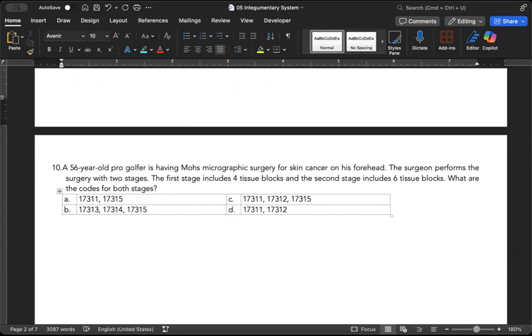Number 10, we have a 56-year-old pro golfer that's having Mohs micrographic surgery for skin cancer on his forehead. The surgeon performs the surgery with two stages. The first stage includes 4 tissue blocks, and then the second stage includes 6 tissue blocks. So, what are the codes for both stages? So, we have 3 with 17311, and then we've got 2 with 17312. So let's go look at the 17311 and the 17312.